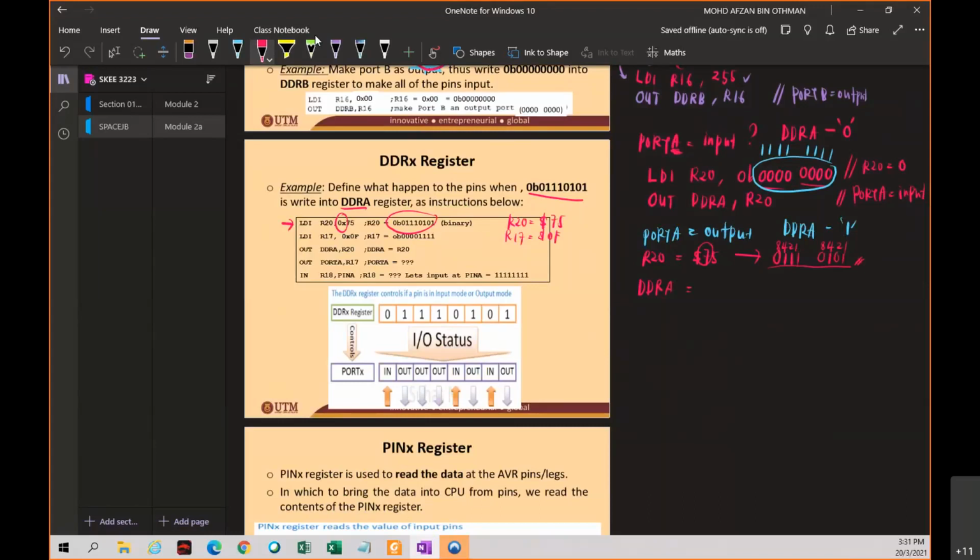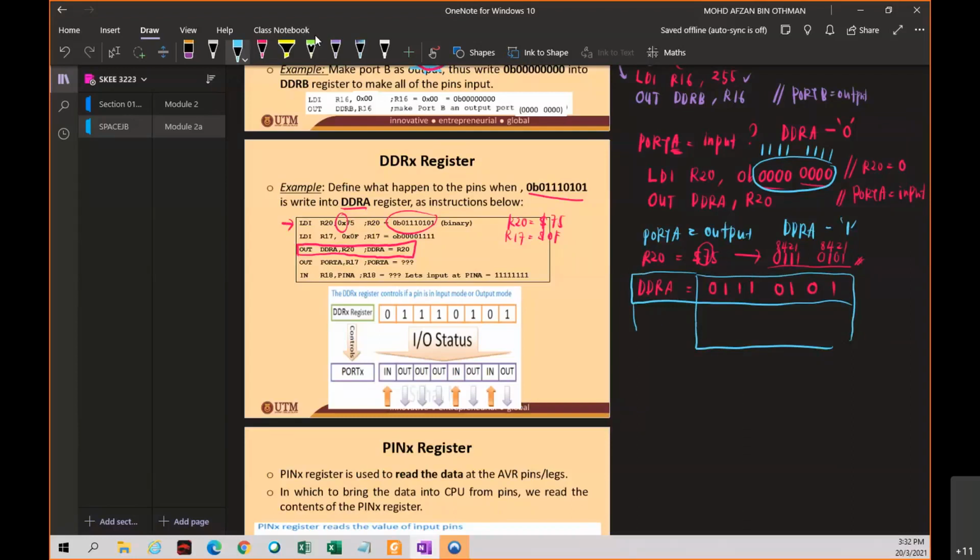Okay, so this number here kamu nak letak dalam DDRA untuk line yang ni. Okay, so DDRA sekarang ni dia akan ada nombor yang ni 0111, okay, 0101. Alright, so this is your DDRA. Saya buat dalam kotak lah bagi senang nampak. Okay, so this is DDRA.